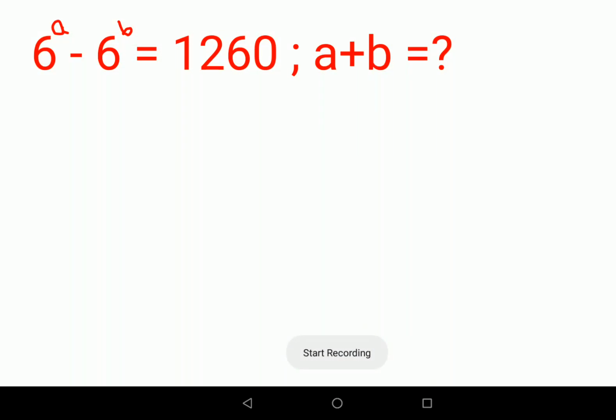Welcome everyone. So today we are going to solve a very nice, interesting question. The question is 6 raised to a minus 6 raised to b is equal to 1260, and we need to find the value of a plus b.